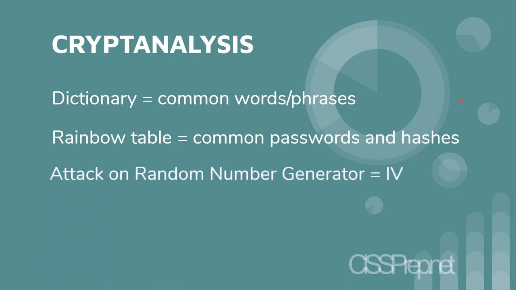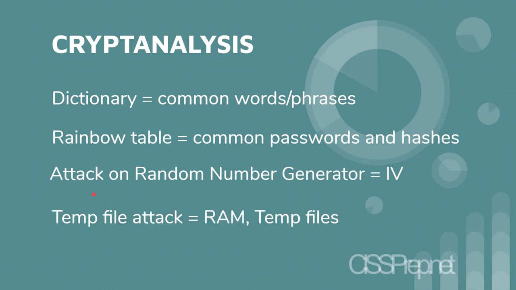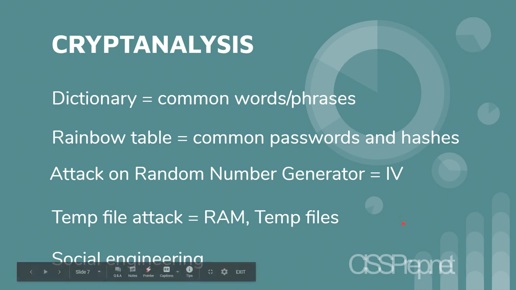And so now we have the attack on random number generators, and this refers to the initialization vector, and it's looking for weak implementations of that. So now we have the temporary file attack. They're basically going to look for weak security in the RAM or the temporary files. And then of course we have social engineering, which is always a concern.